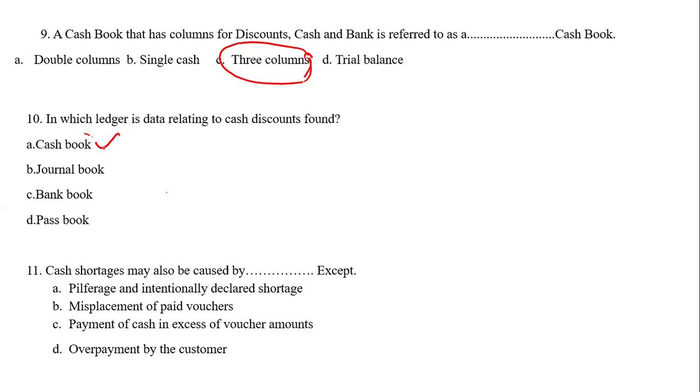Then, cash shortage may be caused by all of these except one. What can make an organization have a cash shortage? I always do this. I call it try to learn. I use 2 minutes. When you say cash shortage, it means that the money that you are having is less than what you have recorded. It can be due to theft, somebody can steal. It can be due to misplacement of a payment voucher. Payment of cash in excess of the voucher amount. Yes, the money will be short. Overpayment by a customer, no.